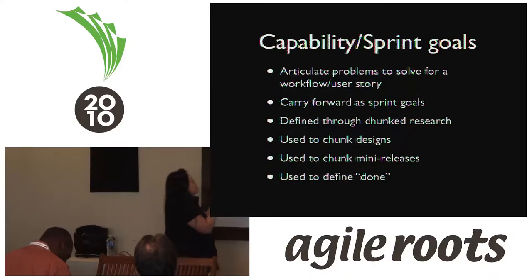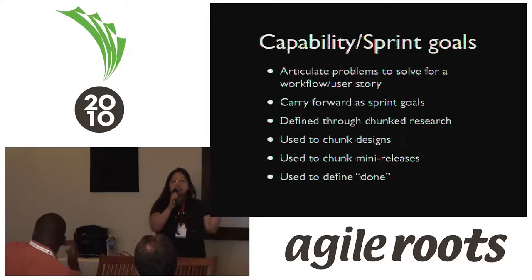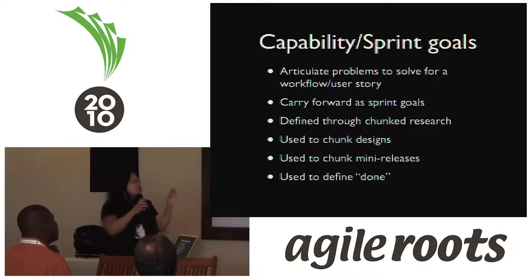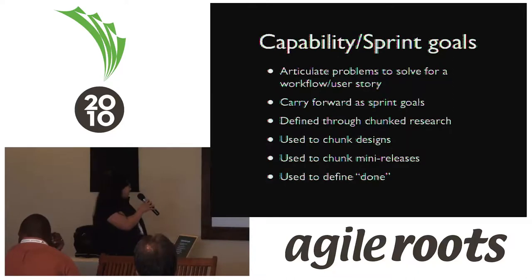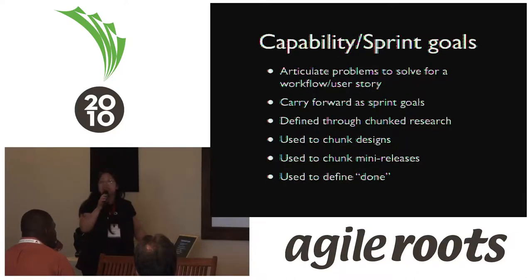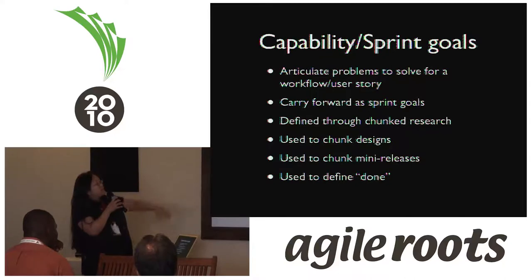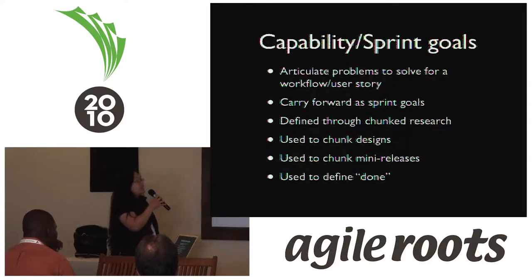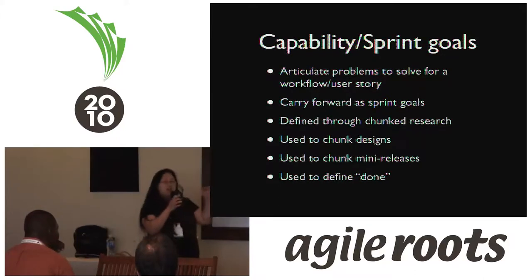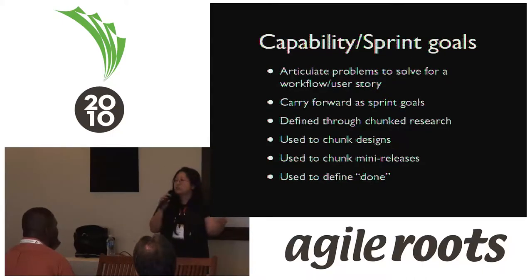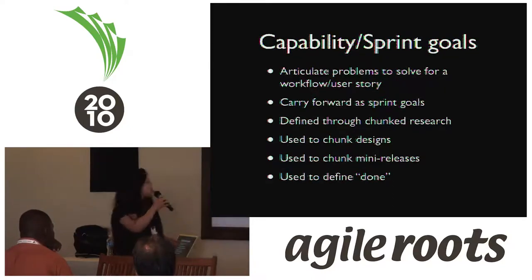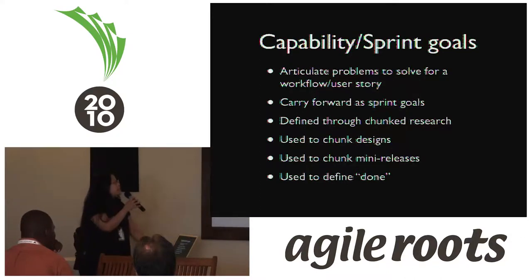If this is so important, these things are not defined through opinions, but through observation and through research. And when I say chunked, what that means is that we're basically doing research in 2-week chunks, actually simultaneous with the usability testing. And we use these capability goals and so forth to chunk the designs, and then we also use them to chunk what I call mini releases. That's the points at which you want to expose your work to end users. So if you have, for example, a beta group, we had an internal group that we used. And of course, they used a define done for design.